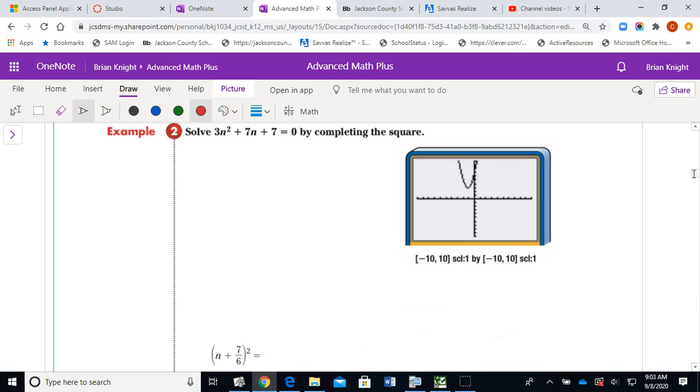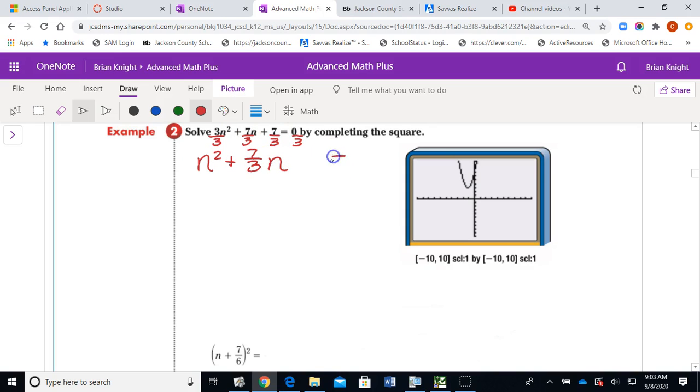So first step, when you're completing the square, the a has to be 1, okay? So this number, this coefficient in front of your quadratic term, it has to be 1. So how can I make that 1? What can I divide by? 3. But golden rule of algebra, if you do it to one thing, what? You have to do it to everything, okay? So that will now be n squared plus 7/3 n.